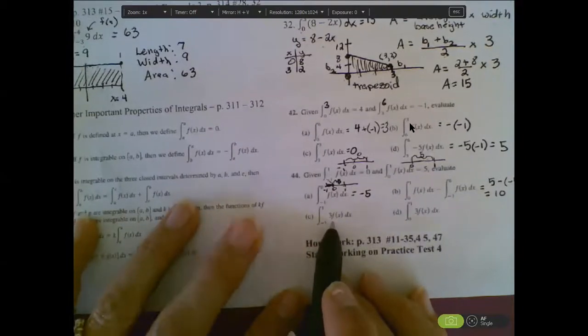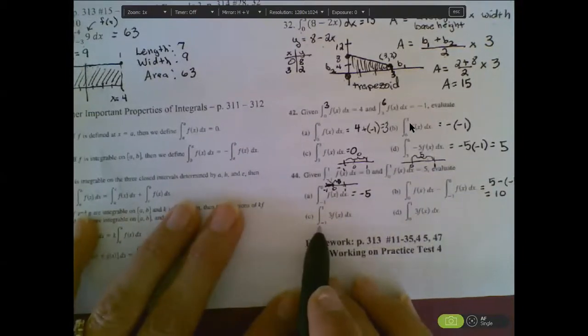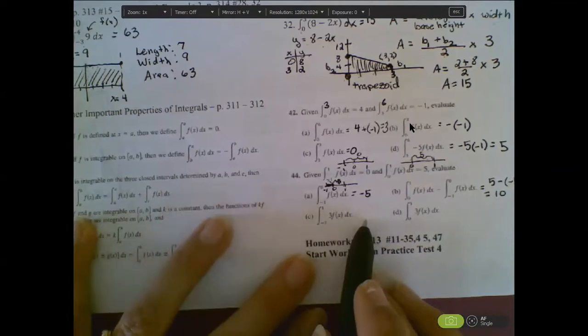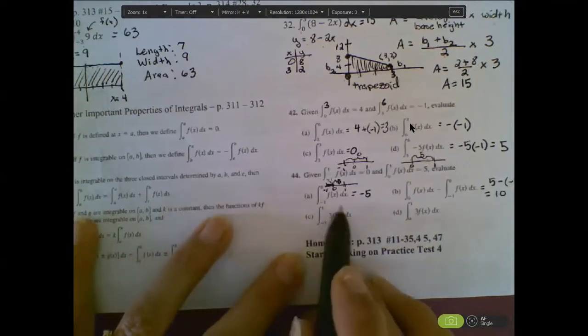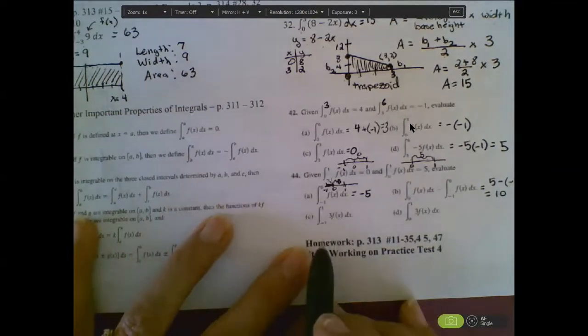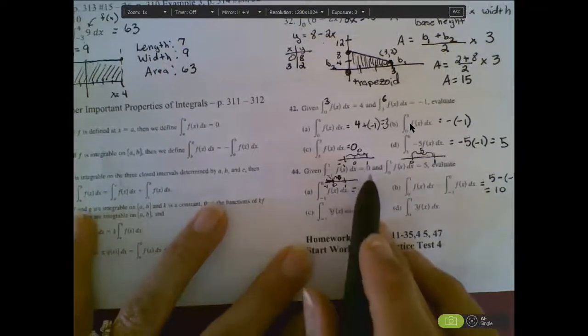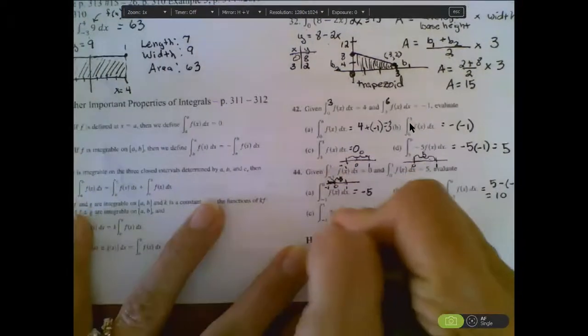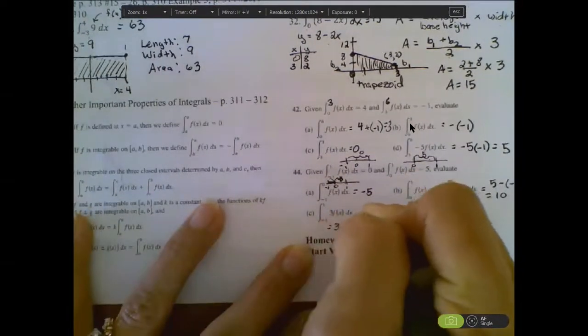What about this integral from -1 to 1 of 3 f of x dx? Well, without the 3, what's the value of that definite integral from -1 to 1? 0. That's one of the things we were given. So this is 3 times 0, or just 0.